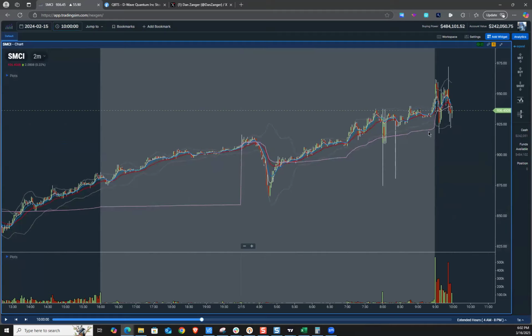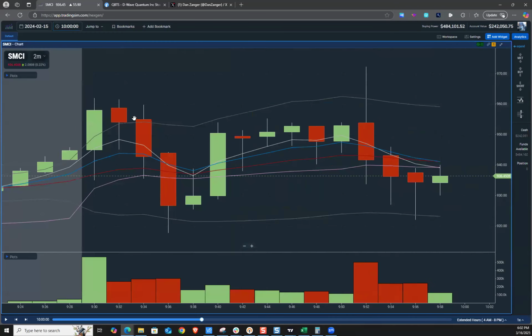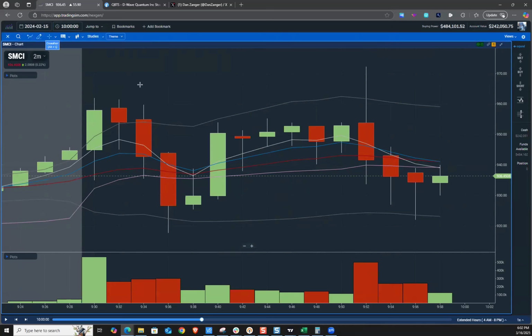Mm-hmm. And right here, this is the spot where I was like, okay, this is absolutely it. And I risked my whole downside on this basically. This downside lockout, daily max risk, whatever you want to call it. But the stuff of highs, I thought this was a really good signal. Where did you enter on this trade?